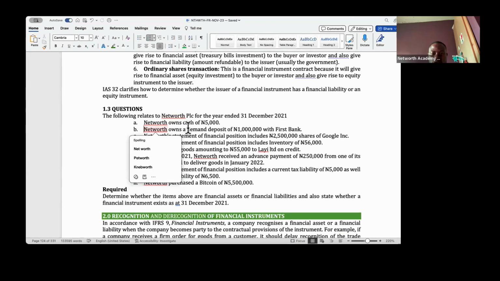Then the next on my list here is Kayode. So this one says that Networth owns a demand deposit of 1 million with First Bank. Networth owns a demand deposit of 1 million with First Bank. So Kayode, I need you to tell us, demand deposits to Networth, would that be a financial asset or financial liability?